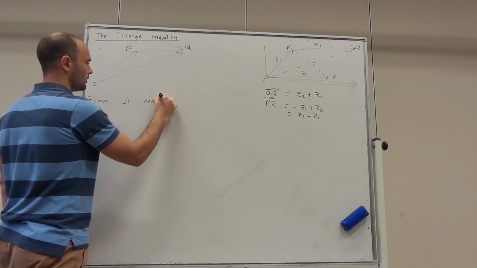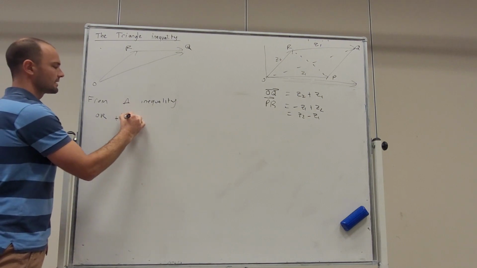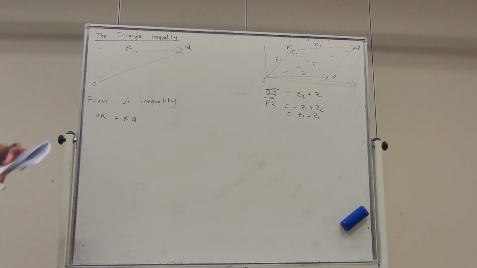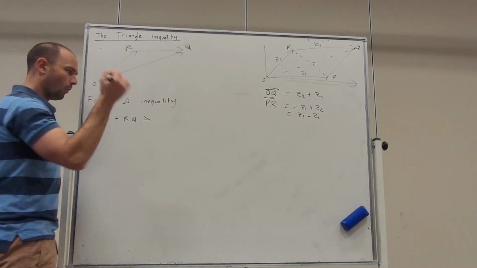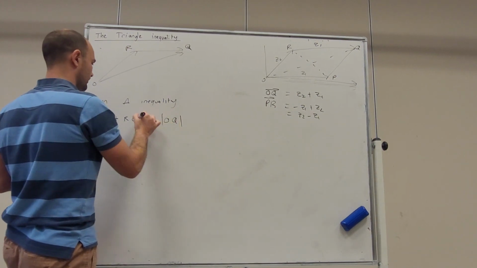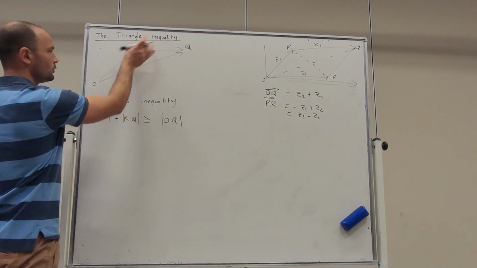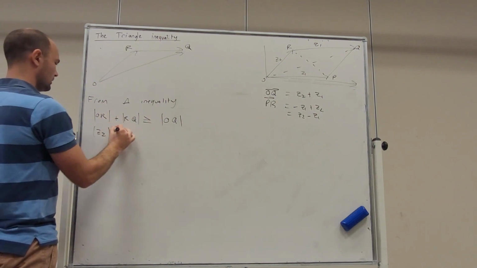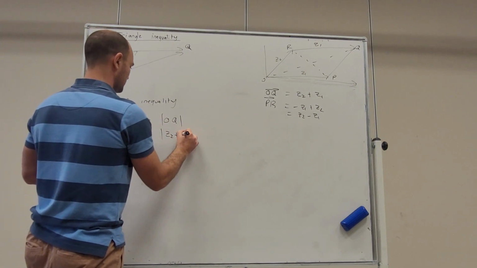From the triangle inequality, what is evidently true here, we would have OR plus RQ, okay? Side OR plus side RQ is going to be greater than or equal to OQ. Now I should stress the modulus of those. And so what that means is the modulus of Z2 plus the modulus of Z1 is greater than or equal to the modulus of Z2 plus Z1.